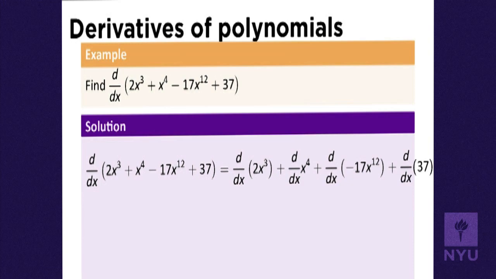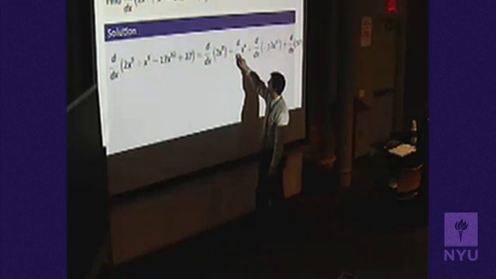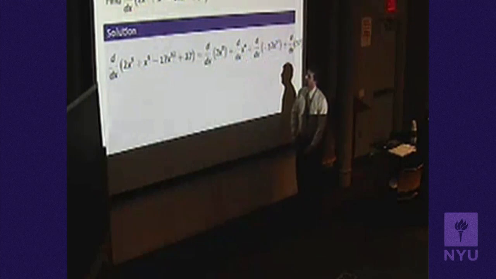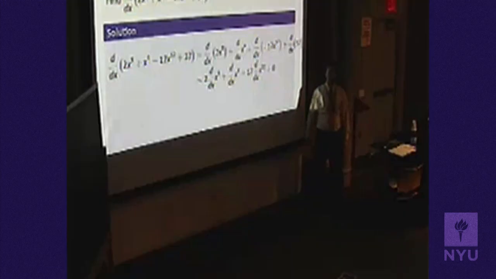Because it's a sum of a bunch of functions, and the derivative of a sum is the sum of the derivatives. Now, these are still slightly complicated functions, but not so bad because they're constant multiples of other functions. So the derivative of 2 times x cubed is 2 times the derivative of x cubed. The derivative of x to the fourth, I'm just going to leave that by itself. The derivative of negative 17x to the 12th is negative 17 times the derivative of x to the 12th. And the derivative of 37, well, 37 is a constant, so its derivative is 0. At least I've got one thing that's happening.